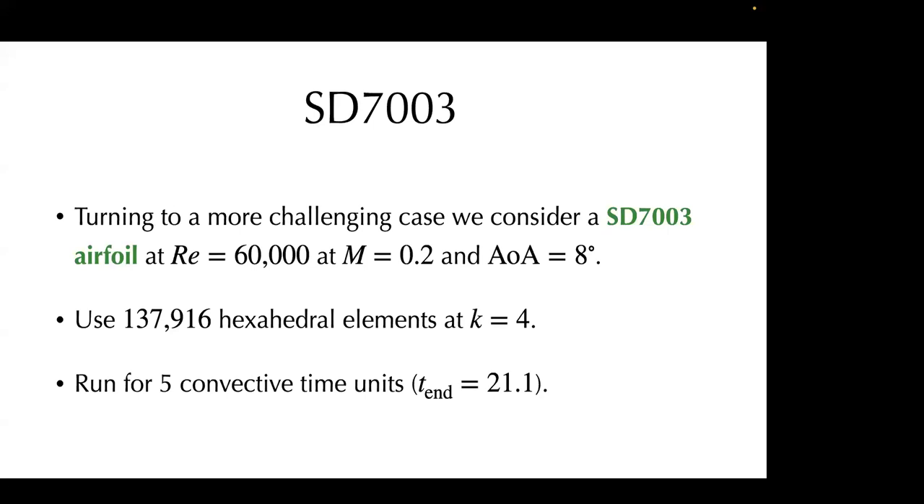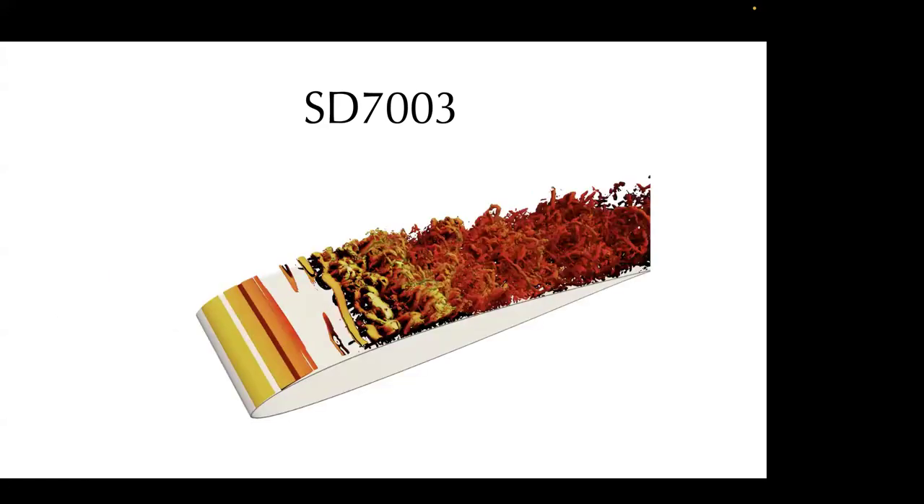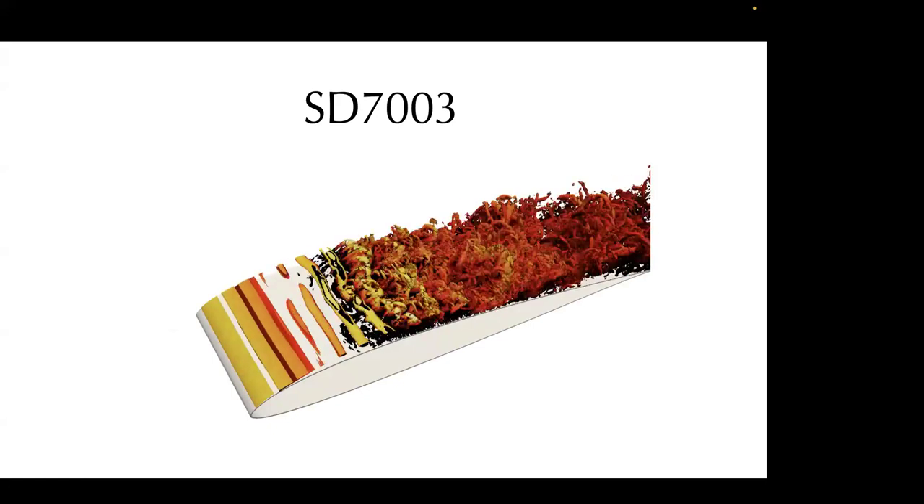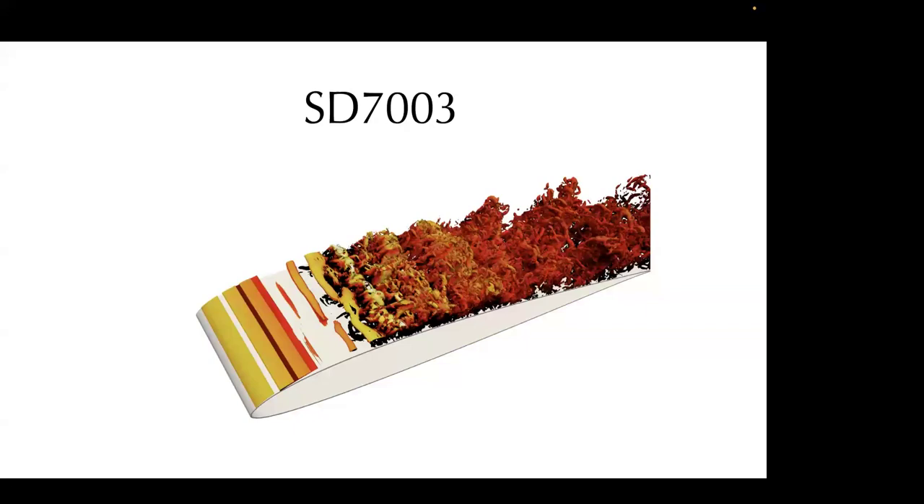Looking at a more challenging case, let's look at an SD7003 aerofoil at Reynolds number 60,000, an effectively incompressible Mach number of 0.2 and an 8-degree angle of attack. We're going to use degree 4 solution polynomials with about 140,000 hexahedral elements, and we're going to run for 5 convective time units over our aerofoil. So here, I'm just showing some iso-surfaces of Q-criterion to give you an idea of what the flow looks like.